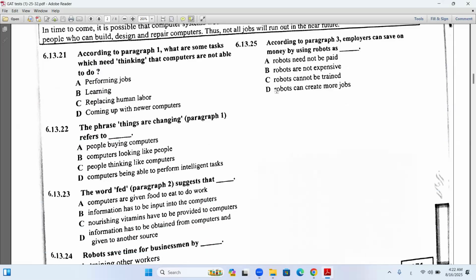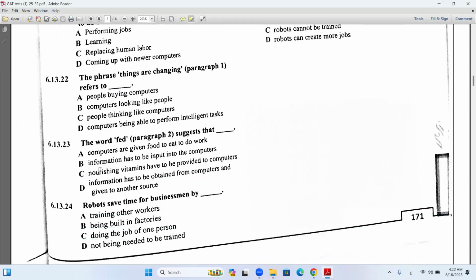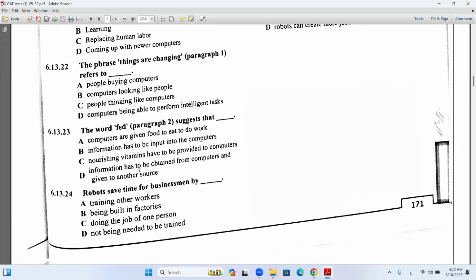22, I chose D. Perfect. I second that. Yeah. The phrase things are changing refers to computers being able to perform intelligent tasks. Good. The word fed in paragraph number 2 suggests that 23 is B, information has to be input into the computers. Yeah, this is fed, the input. 24. 24, I chose D. Yeah, robots save time for businessmen by not being needed to be trained. Okay, they don't have to be trained. Perfect. I go for D too.